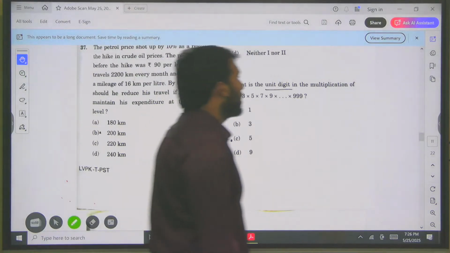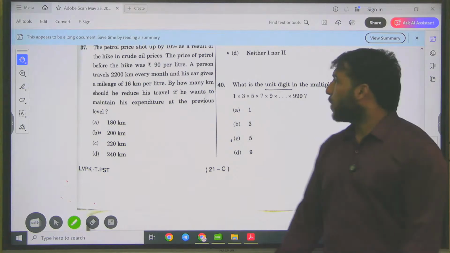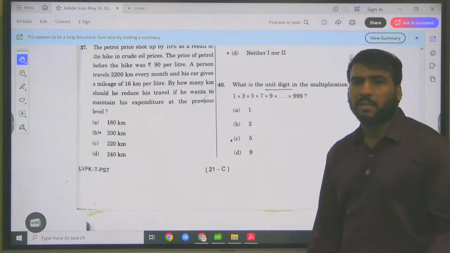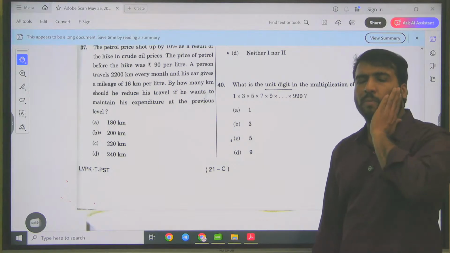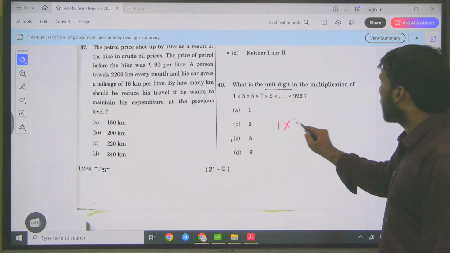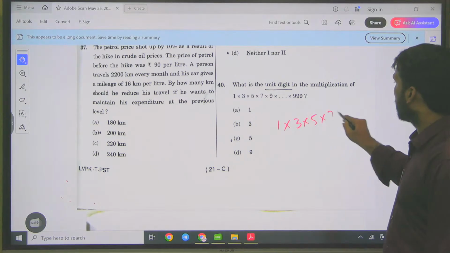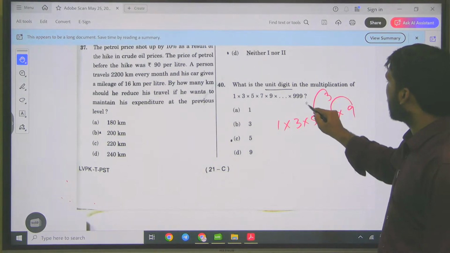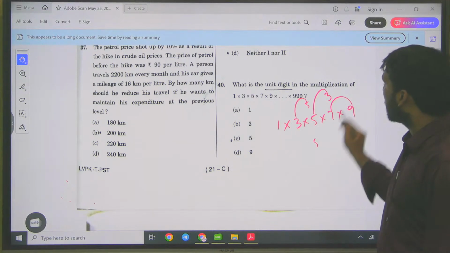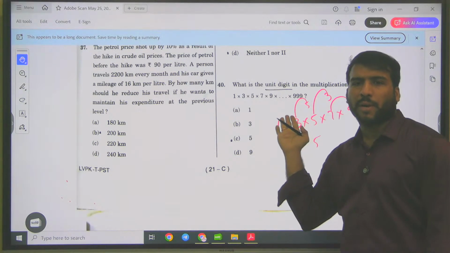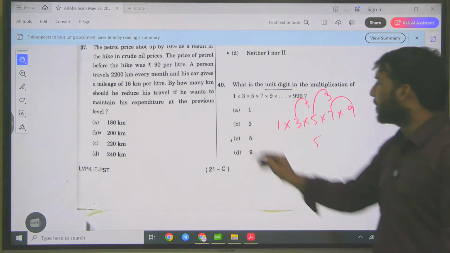What is the unit digit on multiplication? 1, 3, 5, 7, 9 and so on, 999. Basic things, if you are multiplying odd digits from 1 to continuously 5, you will be getting 5 itself. I will give you example. 9 7s are 63, 3 5s are 15, 5 3s are 15, you will be getting 15 itself. So if more than 5 odd numbers are there, definitely my answer will be 5.